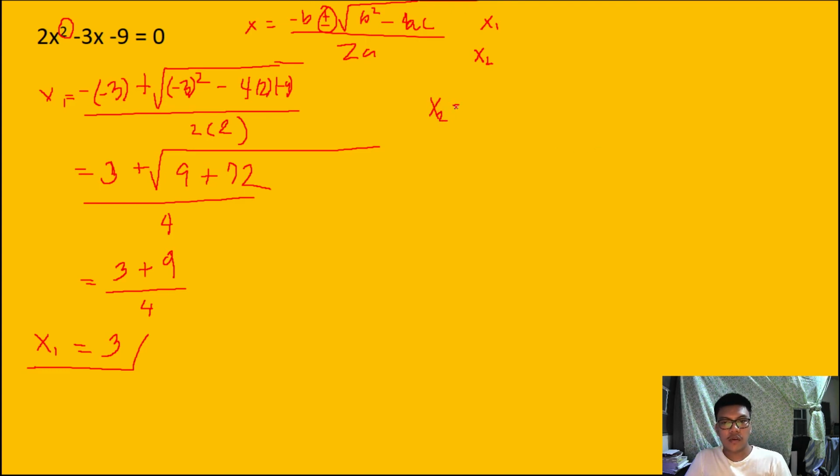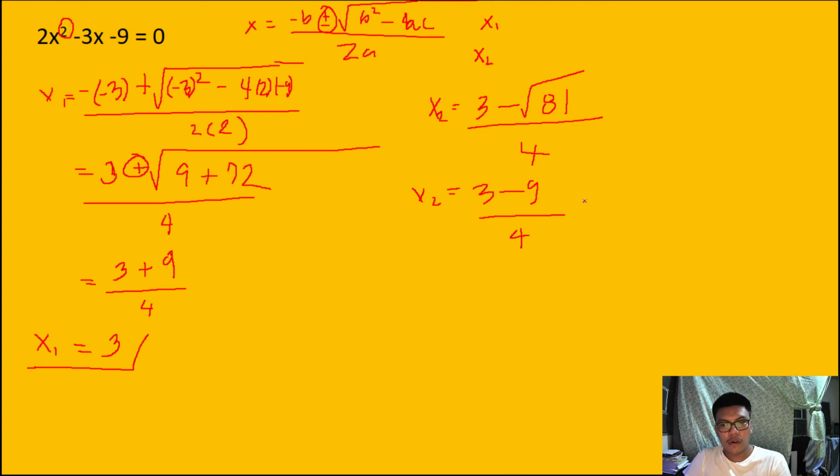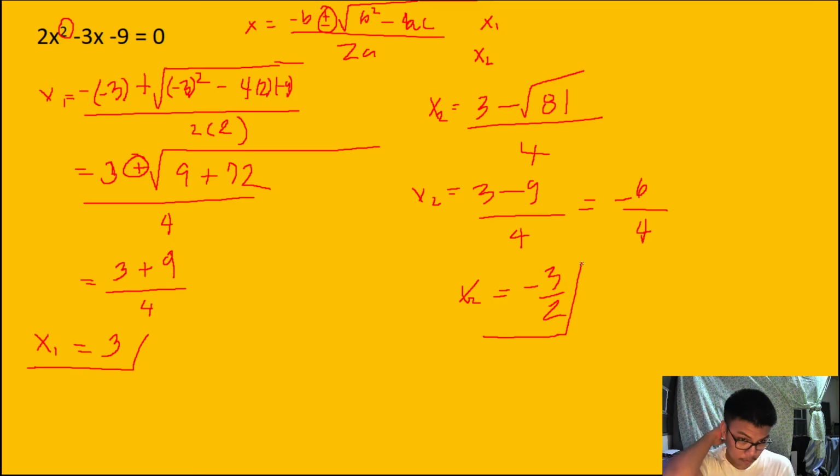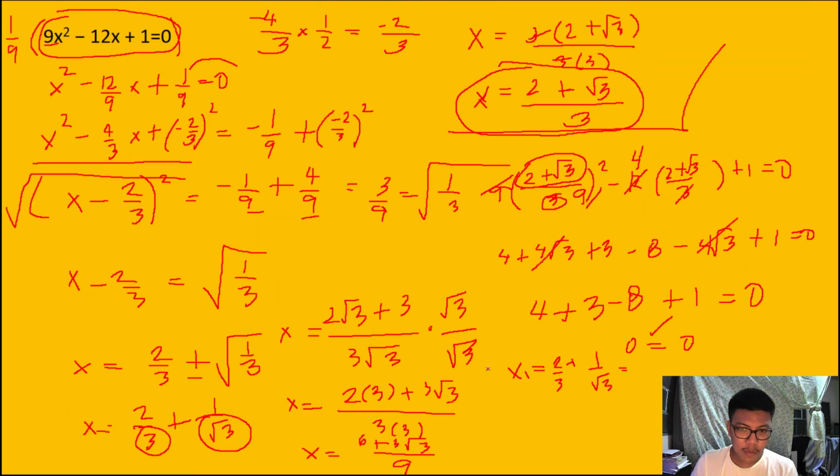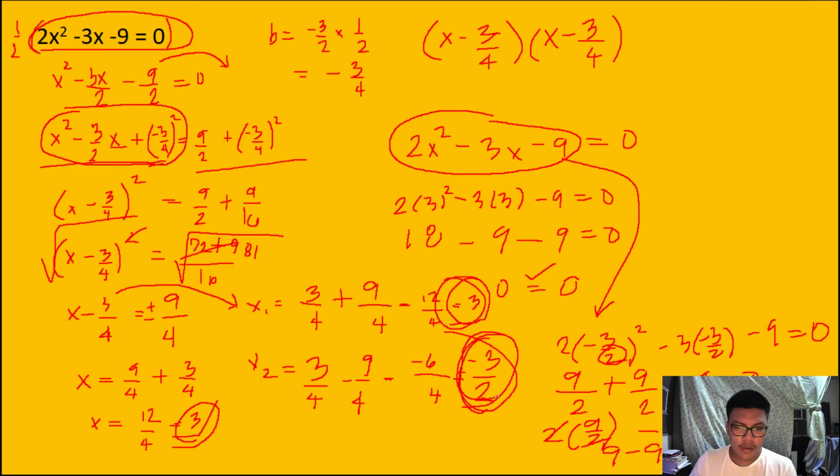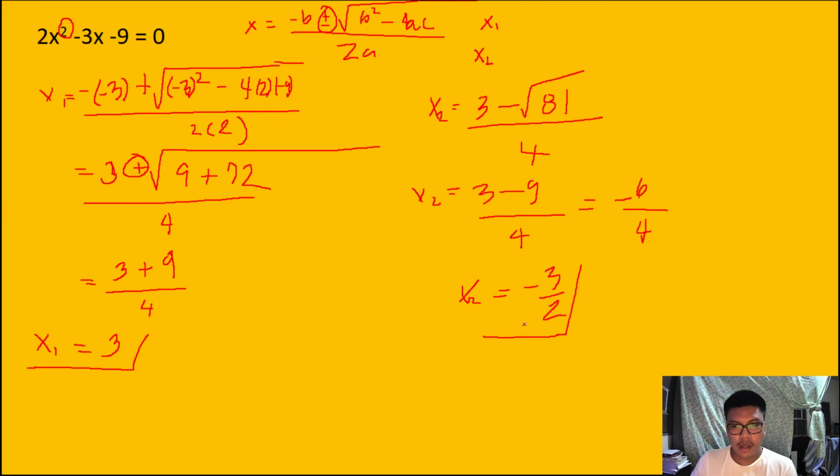So, x sub 2 natin ngayon. Palitan lang natin tong sign na to, no? Same lang din naman. So, we have now 3 minus square root of 81 all over 4. So, that is equal to x sub 2 is equal to 3 minus 9 all over 4. So, we have negative 6 all over 4. Simplifying that, x sub 2 is equal now to negative 3 over 2. Yun. Pasok. Magkamukha ba? Magkamukha, yung nakuha natin, negative 3 halves. Okay.